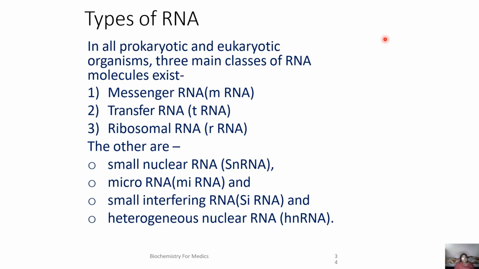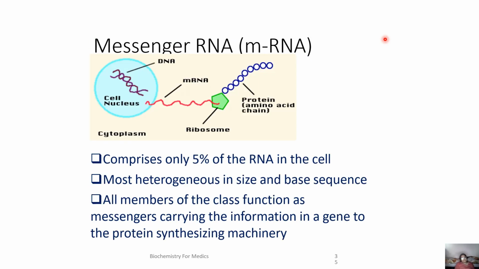As we said, there are various types of RNA: mRNA, tRNA, rRNA, siRNA, small nuclear RNA, microRNA, small interfering RNA, and heterogeneous nuclear RNA, hnRNA. Now, messenger RNA comprises only 5% of the RNA in the cell, and is most heterogeneous in size and base sequence. All members of the class function as messengers carrying the information in the gene to the protein synthesizing machinery.